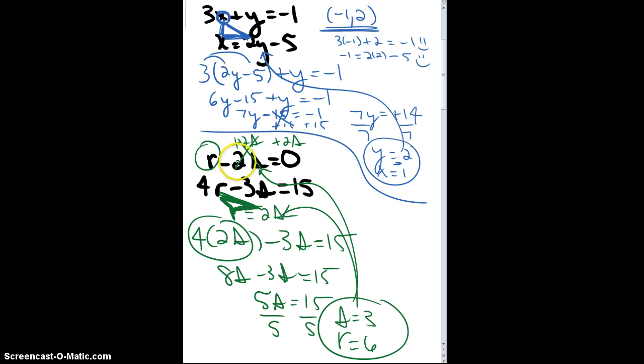Now to check your answer again, go back to the original. 6 minus 2 times 3, does that really equal 0? Yep. And then does 4 times r minus 3 times s equal, let's see, this time 15. So is that true? 6 minus 6 is 0. 24 minus 9, does that equal 15? That looks like 15. So 24 minus 9, yep, that's 15. So again, I know that s is 3 and r is 6, and that has to be the right answer.